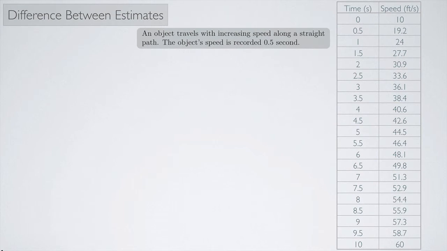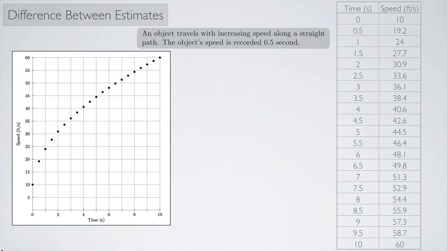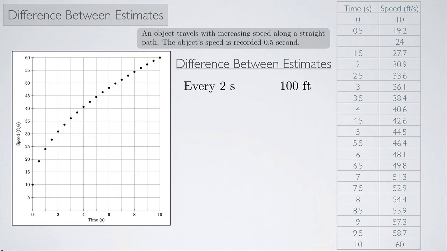Now what if we recorded the object's speed every half of a second? So we would get a whole lot of values here, and if we were to plot them, we would get something that looks like this. And I'm not going to put in all of the rectangles here because I think you get the idea, but let's take a look at the difference between the estimates. When we were looking at measurements every 2 seconds, the difference between the estimates was 100 feet. When we looked at measurements every second, the difference between the estimates was 50 feet. So you might guess that if we look at the measurements every half a second, the difference between the estimates should be 25 feet.